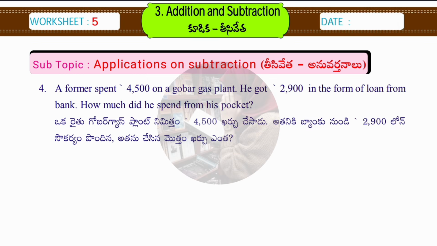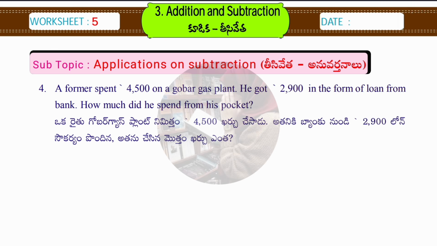Okay, now we'll see the fourth question, which is: a farmer spent 4,500 on a gobar gas plant. He got 2,900 in the form of a loan from the bank. How much did he spend from his pocket? Okay guys, so once there was a farmer, who had to spend 4,500 on a gobar gas plant. But from the loan he got 2,900. Now we have to tell how much he spent from his pocket, meaning from his own money other than the loan. So that is what we have to find.